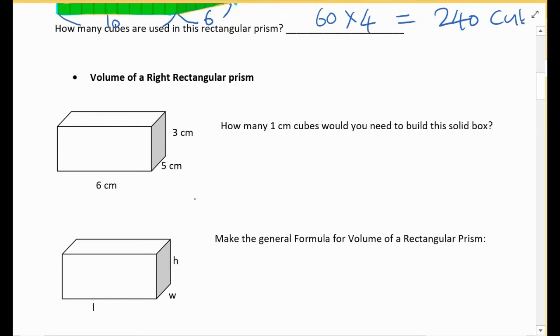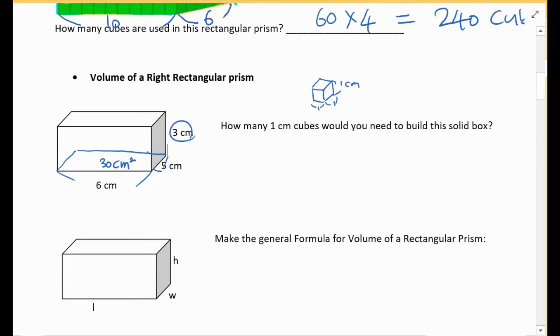Okay, look at this. Here, we're going to find how many 1 centimeter cubes. 1 centimeter cubes have dimensions 1 by 1 by 1. So we're going to find out how many 1 centimeter cubes you would need to build the solid box. Let's think about the first layer. We have 6 centimeters and 5 centimeters. And because they are 1 centimeter cubes, there are 30, 6 times 5 is 30 cubes in the first layer.